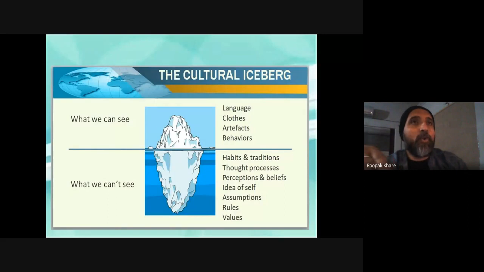The same thing applies to cultural differences: language, clothes, art, behavior. This we can see. But there are a lot of things which are a part of culture which we cannot see, like traditions, habits, values. There are certain rules and regulations in every society. The idea of how we perceive ourselves, right? All these things we cannot see from outside. You have to actually live, you have to actually experience to understand that. So that's called the cultural iceberg.